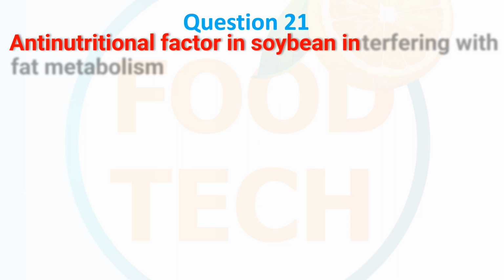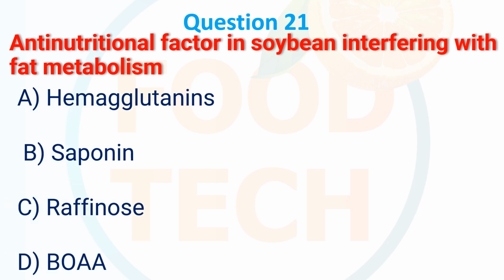Antinutritional factor in soybean interfering with fat metabolism. A. Hemagglutinin, B. Saponin, C. Raffinose, D. BOAA. The answer is saponin.